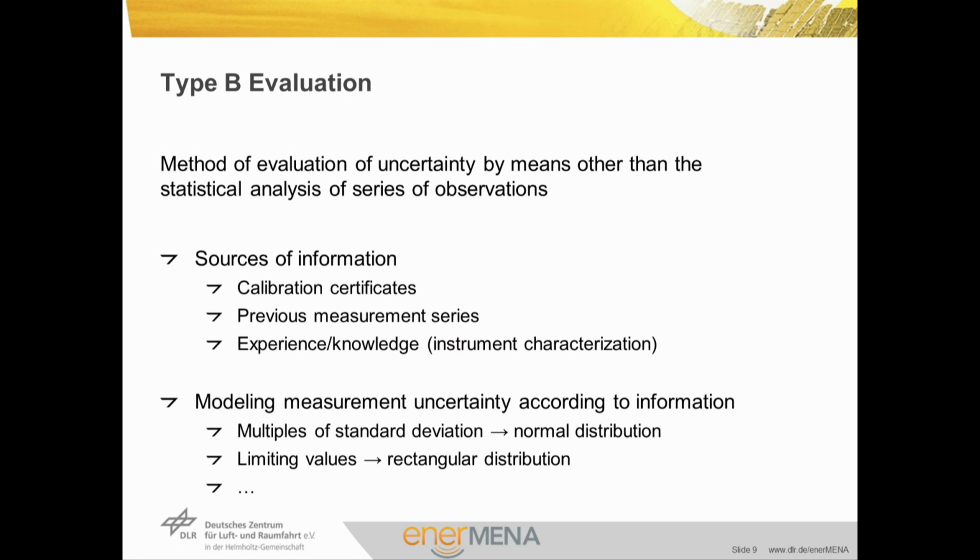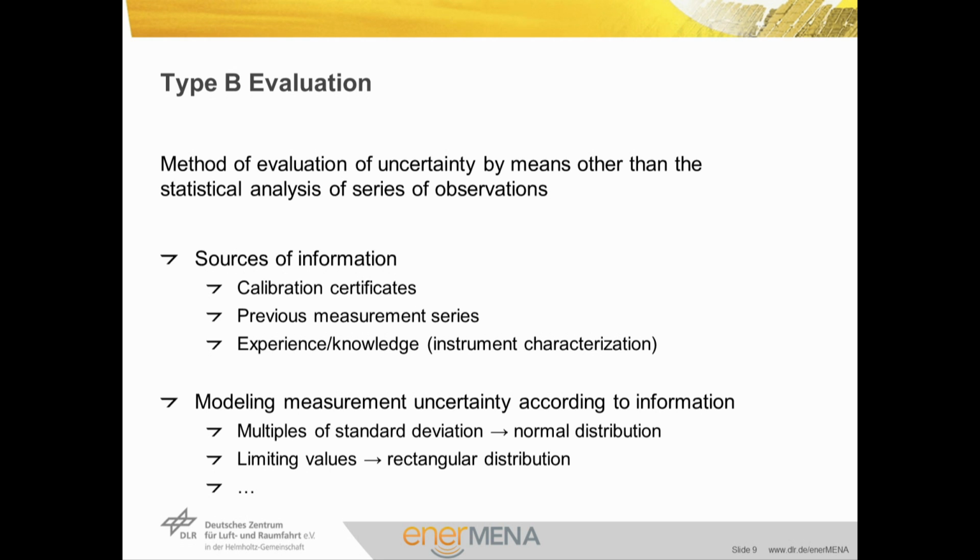Type B uncertainty effects encompass all uncertainty effects that are not purely statistical, thus all additional knowledge of the measurement process. To this end, various sources of information can be relevant. The instruments themselves are characterized by their calibration certificates. Manufacturers' specifications can also be instructive. If available, experience from previous measurement series could be taken into account, as well as any additional experience or knowledge, such as results of instrument characterization, for example.